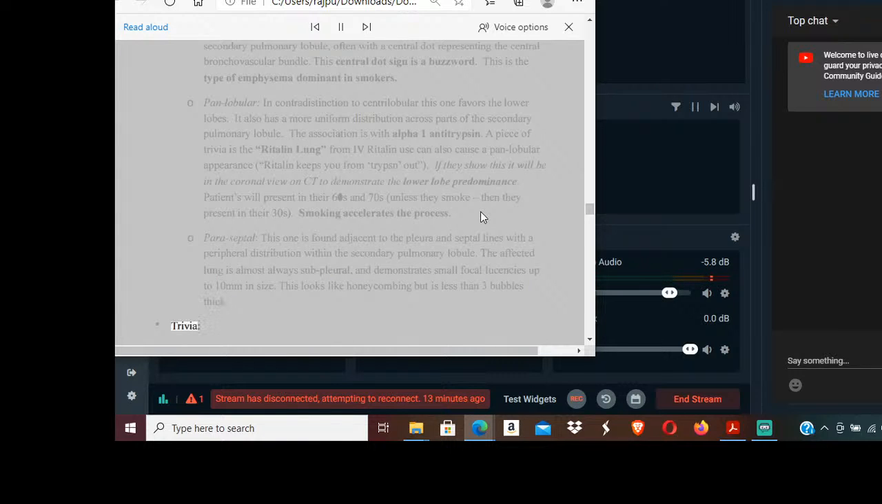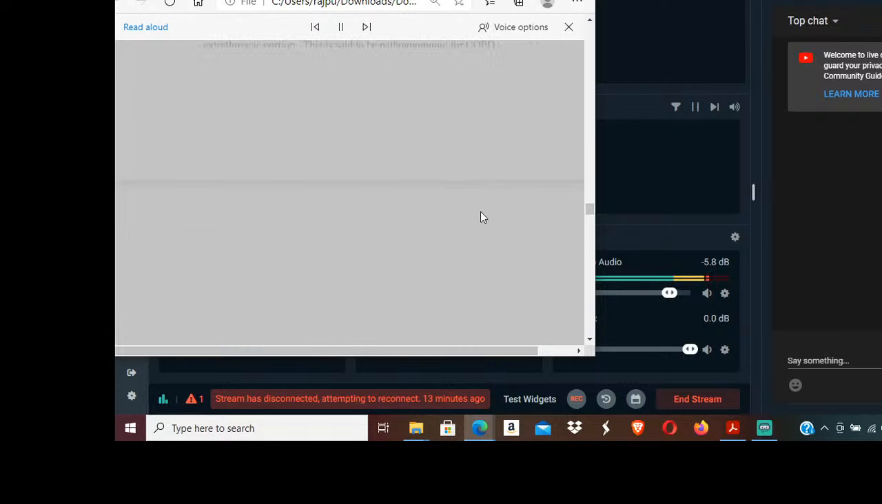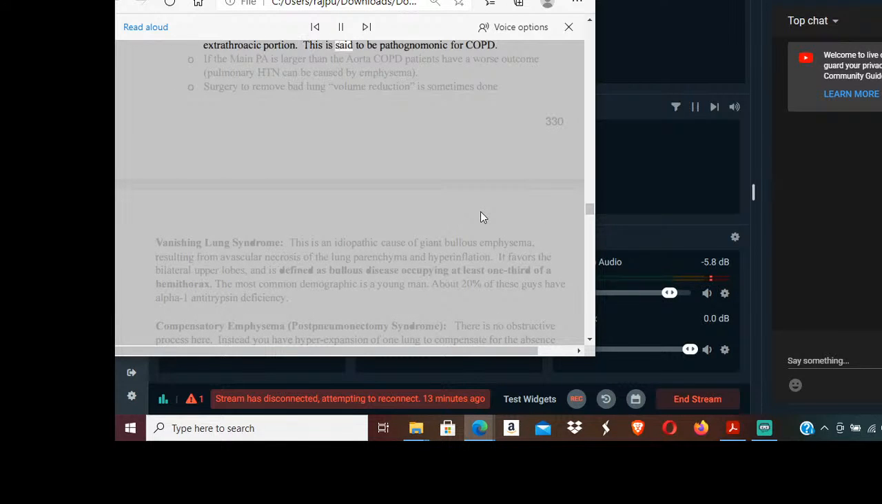Trivia. Saber sheath trachea, diffuse coronal narrowing of the trachea, sparing the extrathoracic portion. This is said to be pathognomonic for COPD. If the main PA is larger than the aorta, COPD patients have a worse outcome. Pulmonary HTN can be caused by emphysema. Surgery to remove bad lung, volume reduction, is sometimes done.